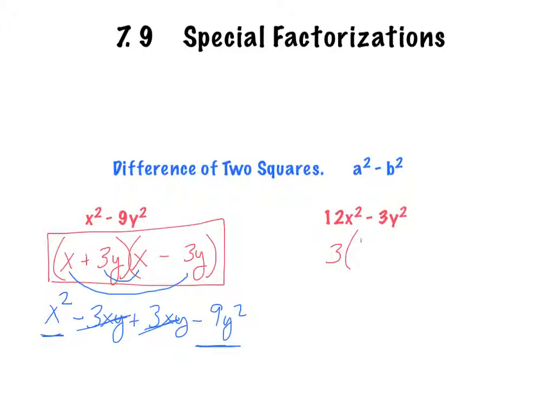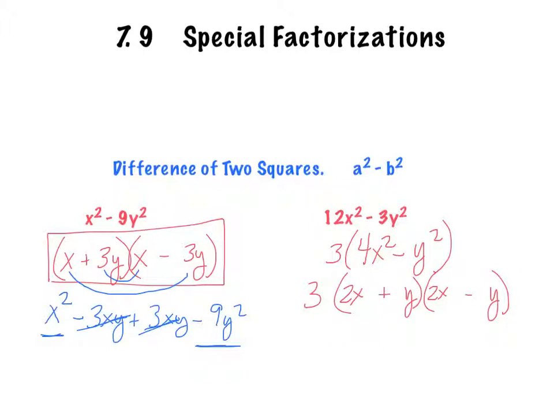If I pull out a 3, then I'll have 4x squared minus y squared. And now these are both perfect squares. So I'll leave the 3 out in front. Set up my two binomials. Okay, I'm going to split my 4x squared with a 2x. Split my y squared with a y and a y. One's a plus and one's a minus. And I've got it. That's it. So difference of squares really is a pretty quick and easy type of expression to factor. Let's look at a different one.